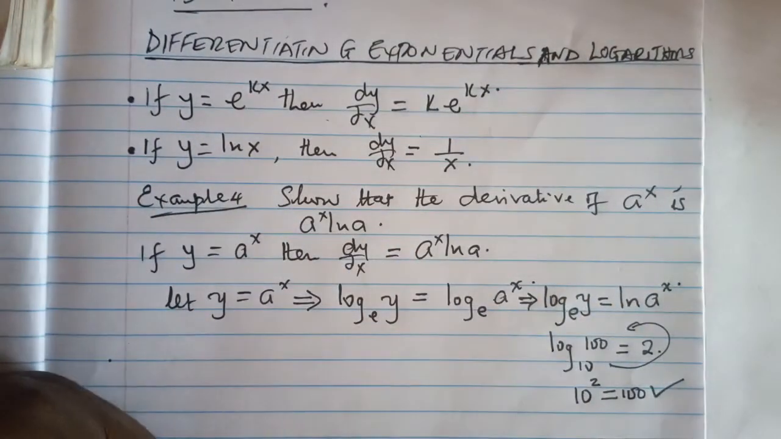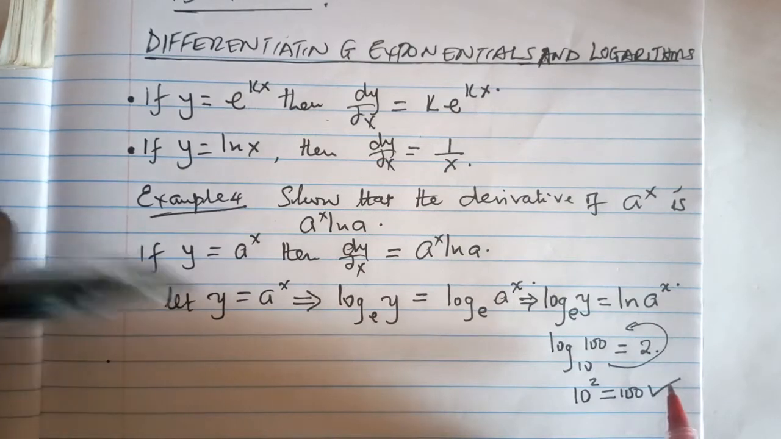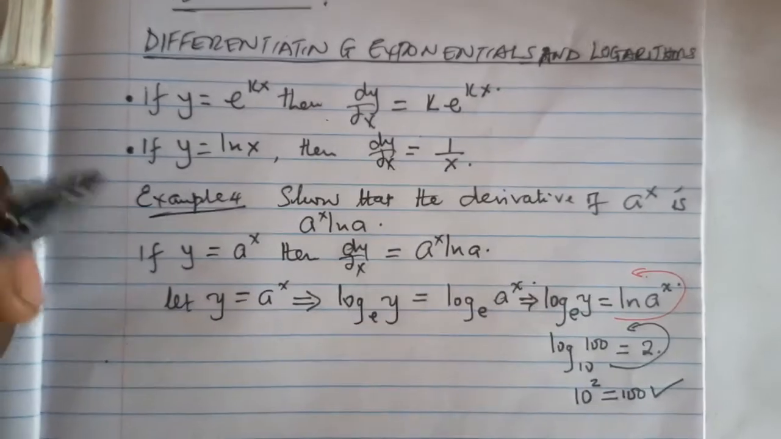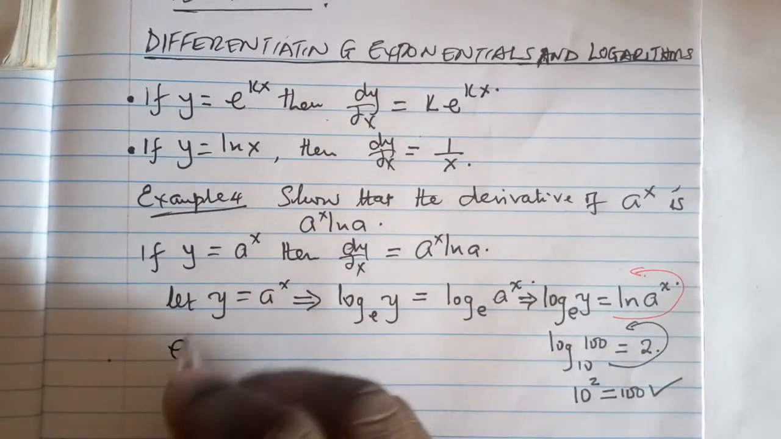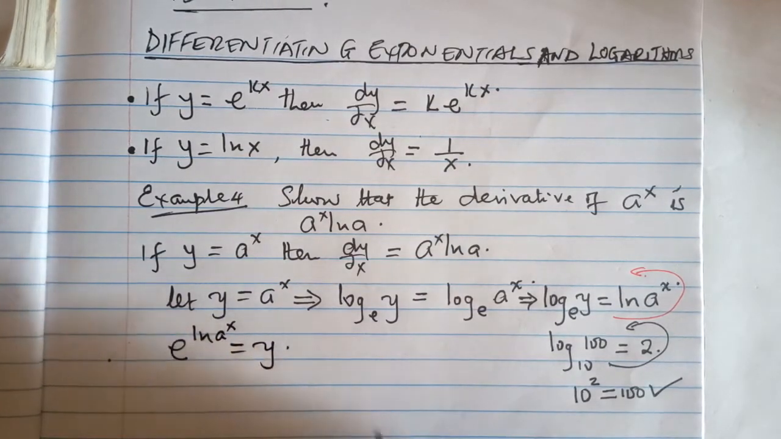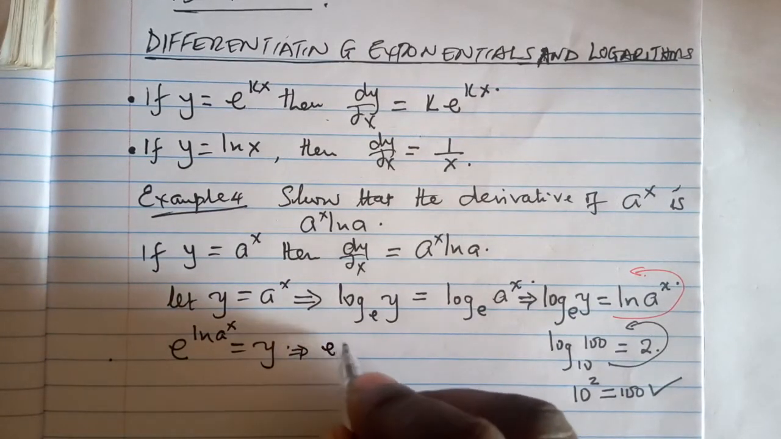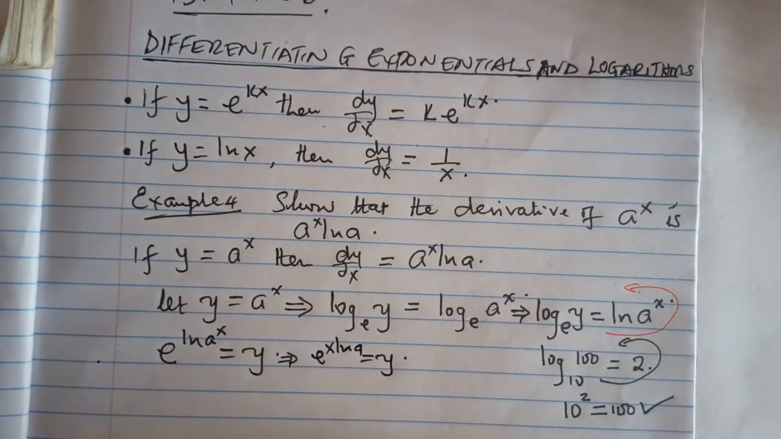So as much as we would want now to use this logarithm, you can apply the anticlockwise movement there and have e raised to power ln a raised to x is equal to y. In other words, this is giving us e raised to power x ln a is equal to y. And we have something like that.